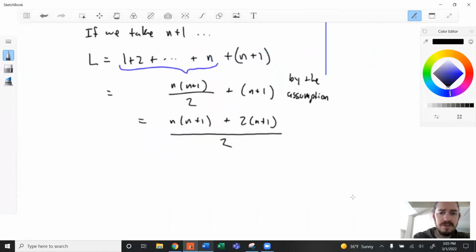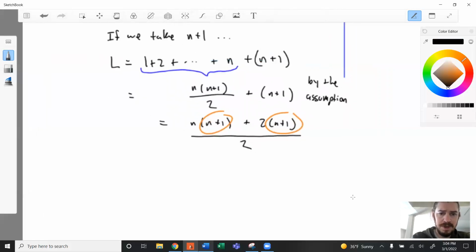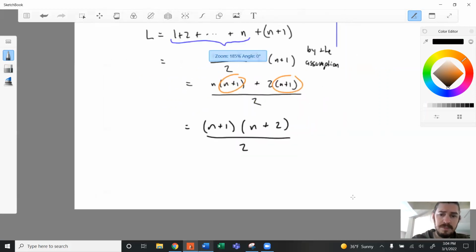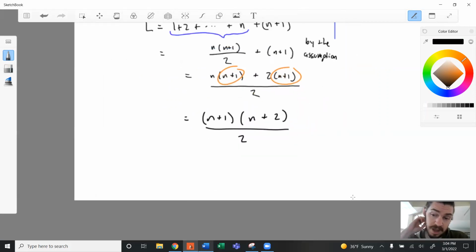And now what I want to do is factor out n plus 1. I can see here I have n plus 1 here and here. So I'm going to factor that out. So I'm going to get n plus 1, and then what I have left over after removing it from each term is n plus 2. That's all over 2.